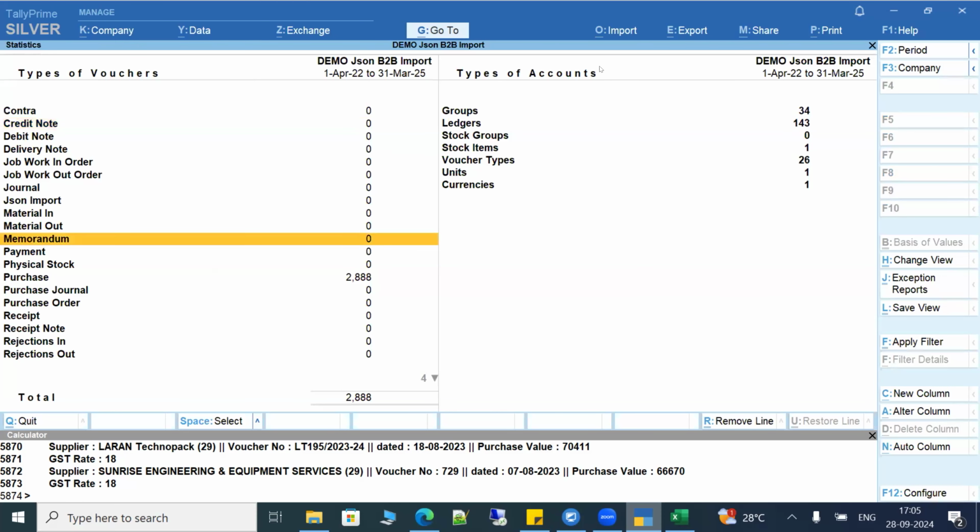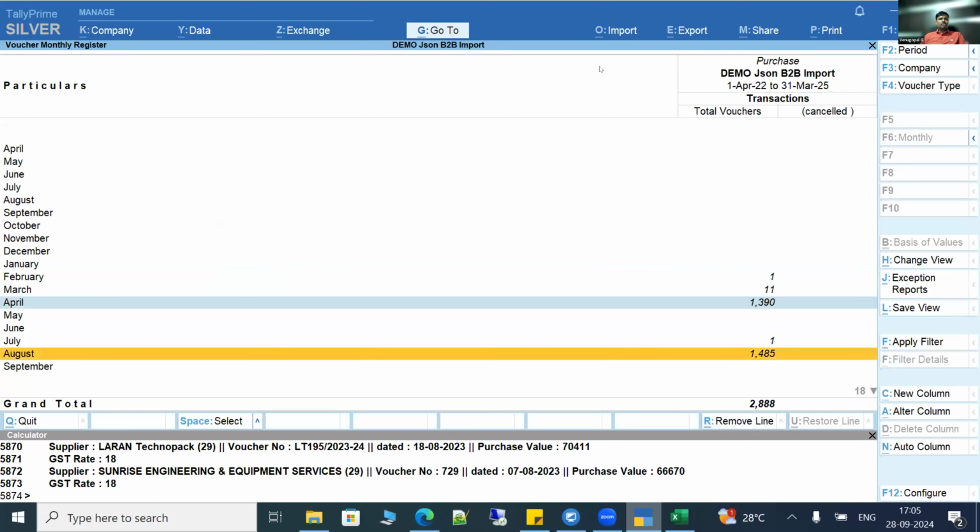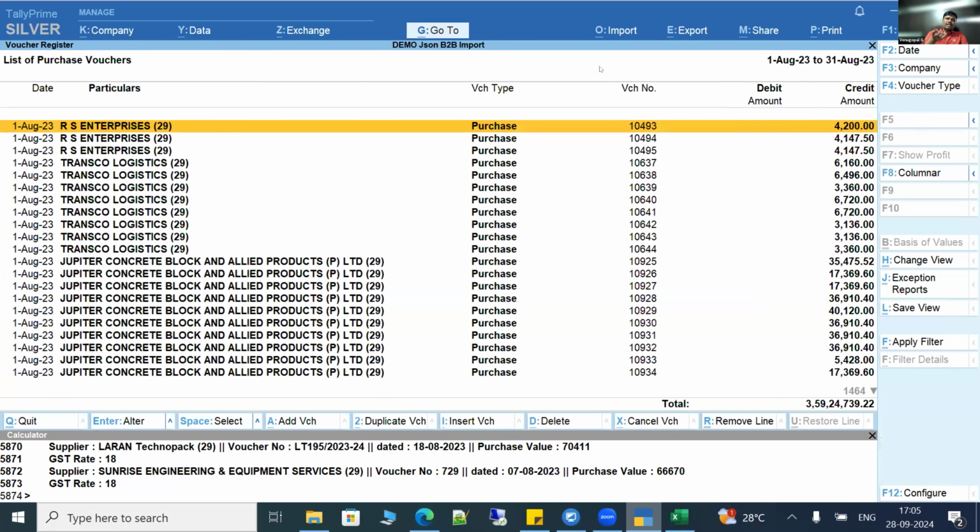Yes, now it's 2,888 records. See, in August, you can see 1,485. You might be wondering, while I was posting August, how July has come. We have imported 2B. In 2B, any one vendor would have filed their July return late. That has come into this. But we make sure that whatever the invoice date is, we post it to that period's invoice date. We don't post it to the date of August. It goes to the respective date of July.